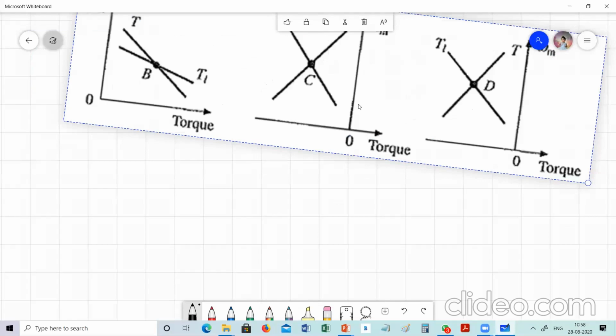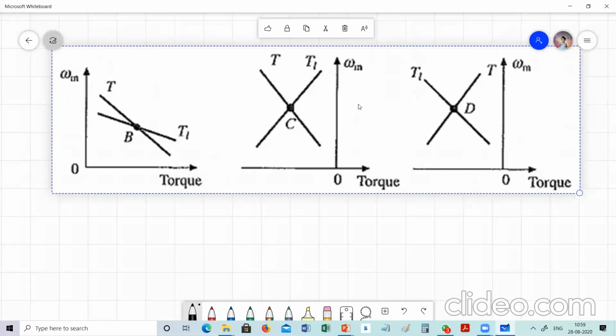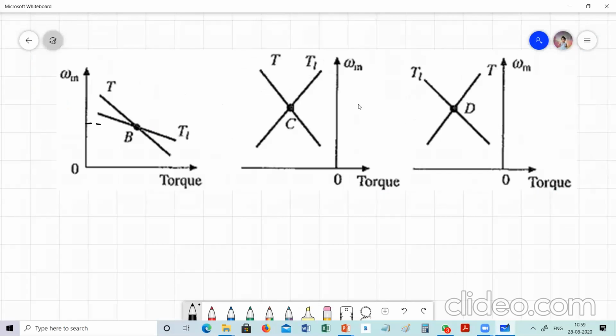Okay, we can see that, suppose this is the equilibrium point where the speed is omega m. Because of some disturbance, speed is increased. Suppose the speed is increased to omega m1. At the new speed, these are the new torques. This is load torque TL, and this is motor torque T.